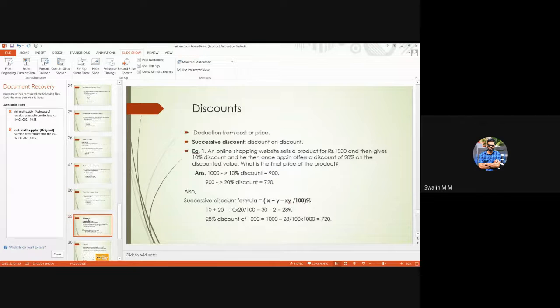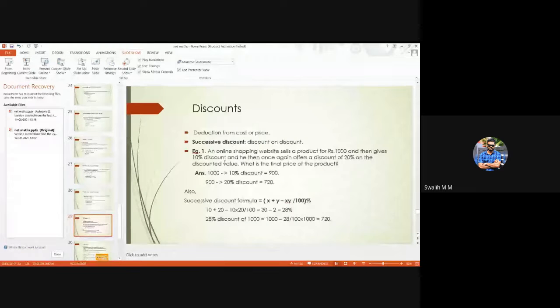Now discounts. Discount also we all know as commerce students. Discount means the seller will give a reduced selling price in order to increase sales, and that is what discounts are, deduction from the price. Now we all would know how to do discounts, just reduce the percentage value from the whole. But what we would have to learn is successive discounts. That means discount on discount.